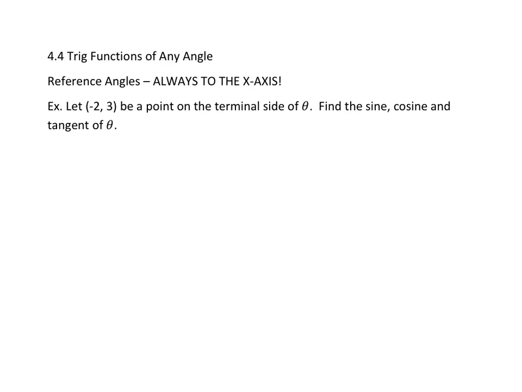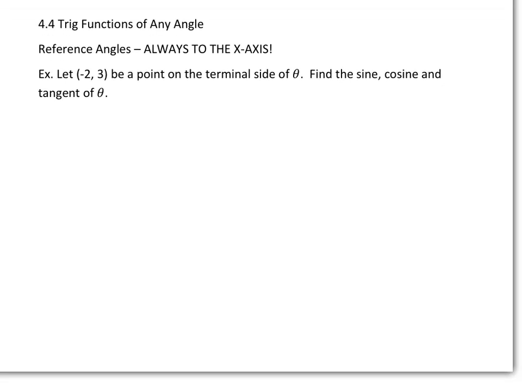Okay, we're going to continue working with our sine, cosine, and tangent, but some of these are going to move outside the unit circle. So if negative 2, 3 is a point on the terminal side of theta, find the sine, cosine, and tangent. Okay, well, where is negative 2, 3 at? Here's my xy axis, left 2, up 3.